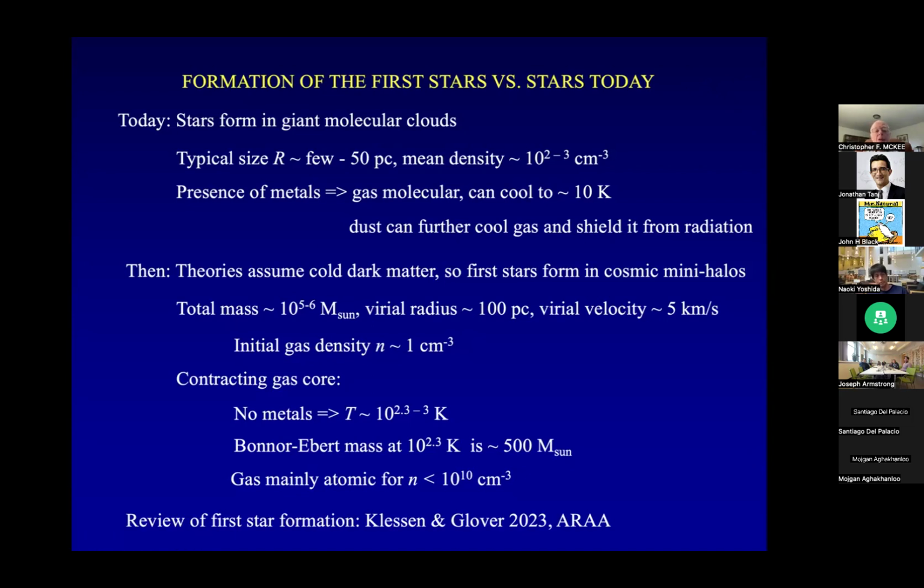Then you have gas inside this mini-halo when it contracts. But because there are no metals, it can't cool that much. So it cools to maybe a couple hundred to 1,000 Kelvin. The Bonnor-Ebert mass, that is the mass that can resist the contraction due to gravity, at a couple hundred degrees, is around 500 solar masses. And the gas is mainly atomic for densities less than about 10 to the 10th. There's a recent, very comprehensive review of the first star formation by Klessen and Glover, that just came out this year.